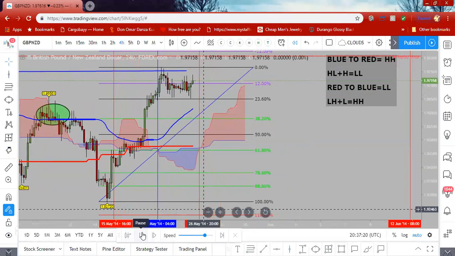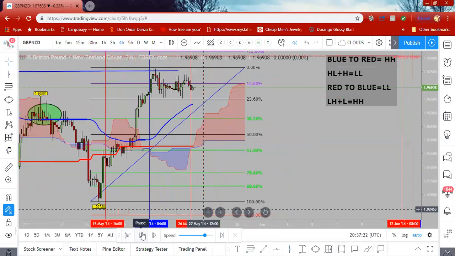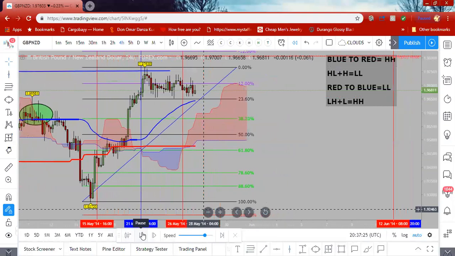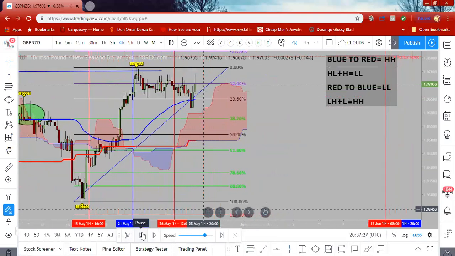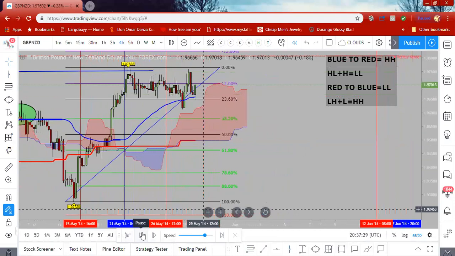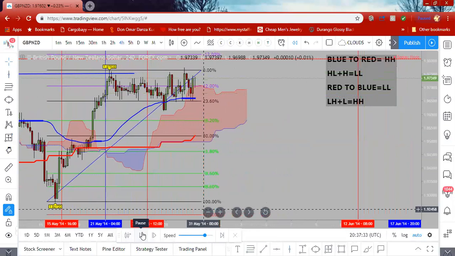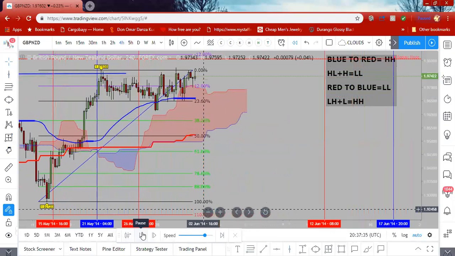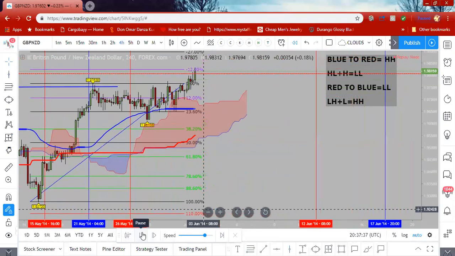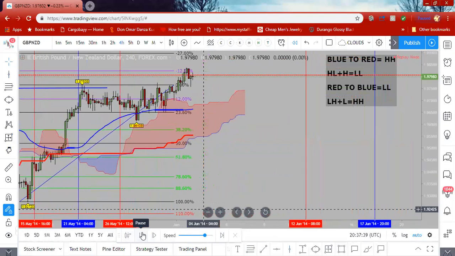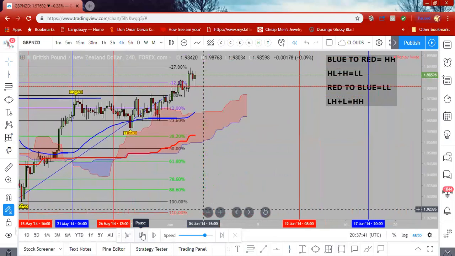All right, there, 23.6 consolidation. Feel me? Higher high, higher low. Thicker the cloud, the better the move. The thinner the cloud, the not so better the move.